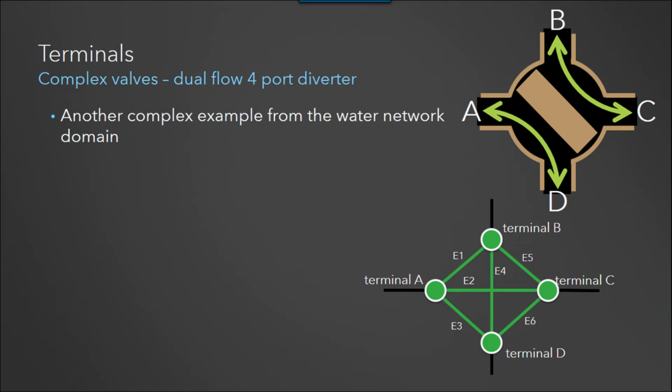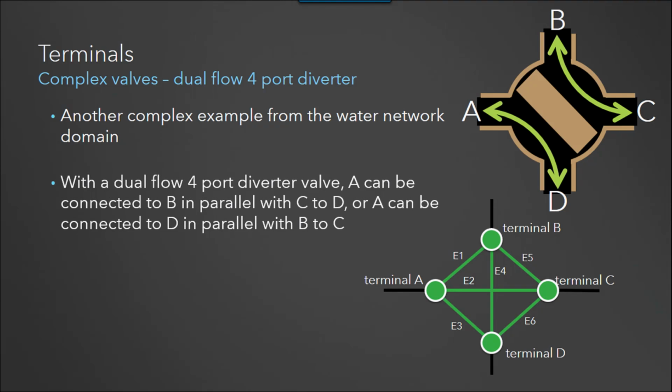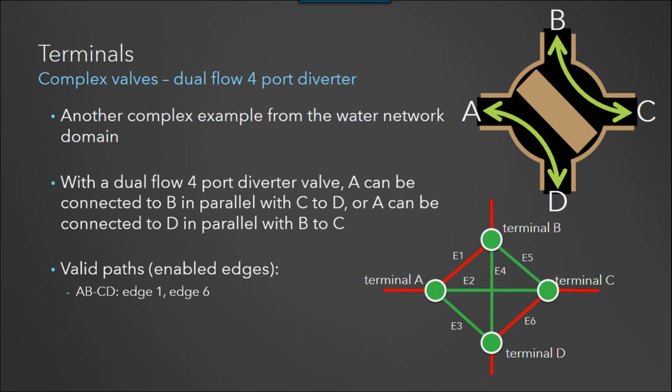So how do we model these? These are things in water networks. We've been told they're real. And again, the valve is a single point in your GIS with these defined configurations. This is a 4-terminal device. Below, you can see the internal network index representation, where there are 4 terminals labeled A, B, C, D, and there are 6 edges. It's a complete graph, edges 1, 2, 3, 4, 5, 6. Now, when you create this terminal configuration, you say what the valid paths are. You have one type of valid path where it's AB and CD, so you would say edge 1 is enabled and edge 6 is enabled.